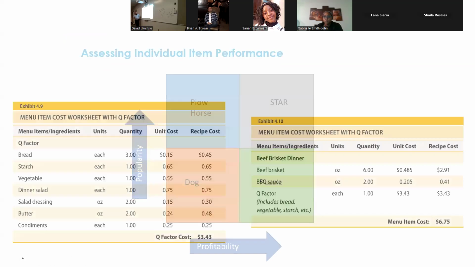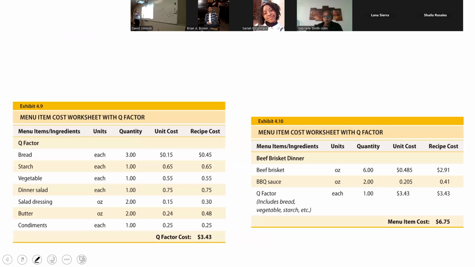The last one is our Q factor method. Okay? Q factor. Okay, the Q factor method, essentially, it's all of these complementary goods.